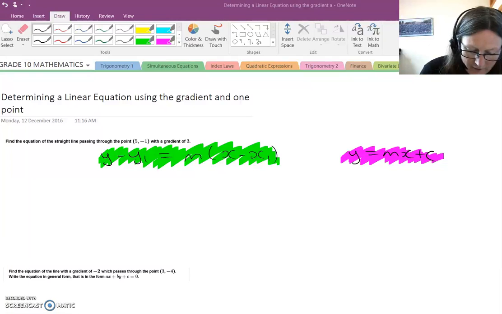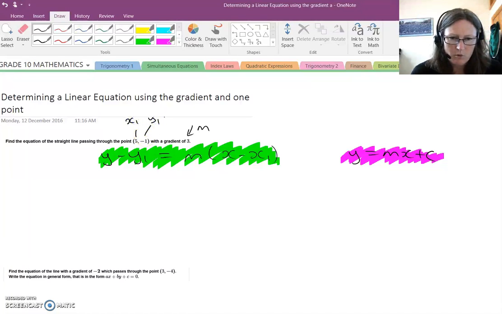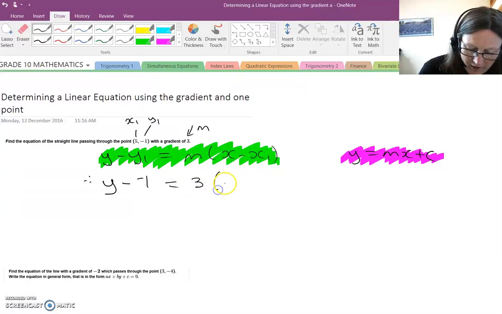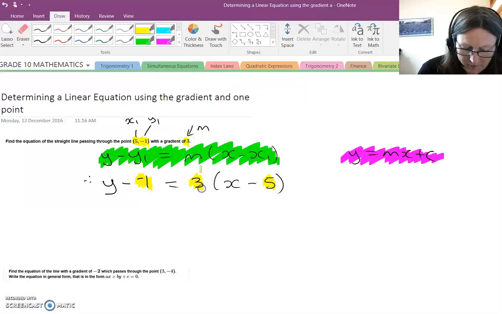So here is the gradient, so that's m. Here is our point, x comes first, y comes second, or as its coordinates points. So let's substitute in the three things that we have. So we go y subtract -1 is equal to 3 bracket x subtract 5. So I have substituted in 5, -1, and 3.